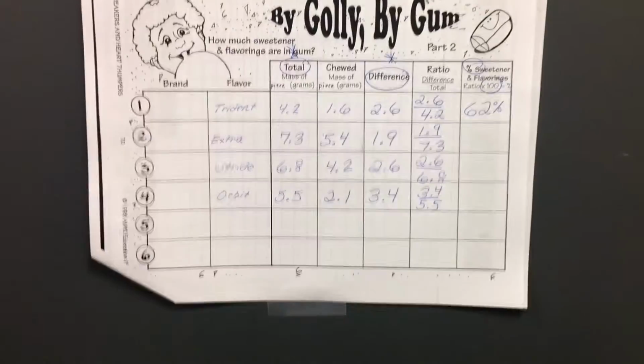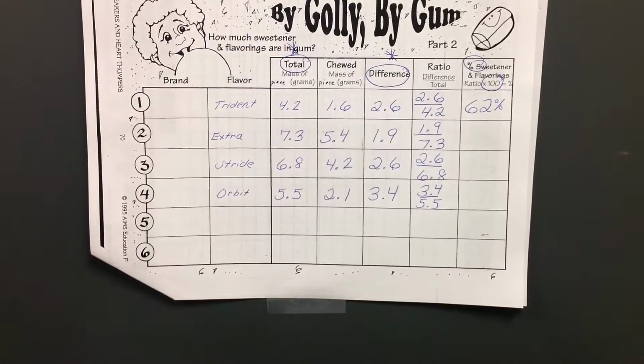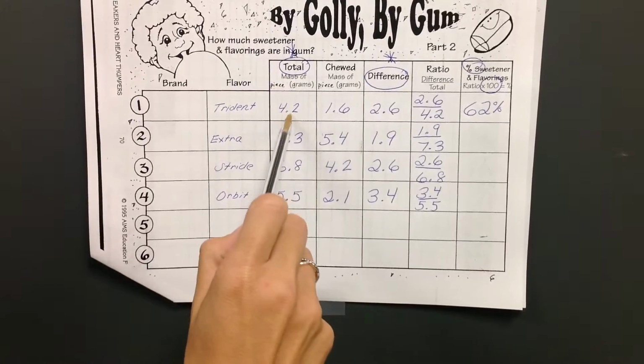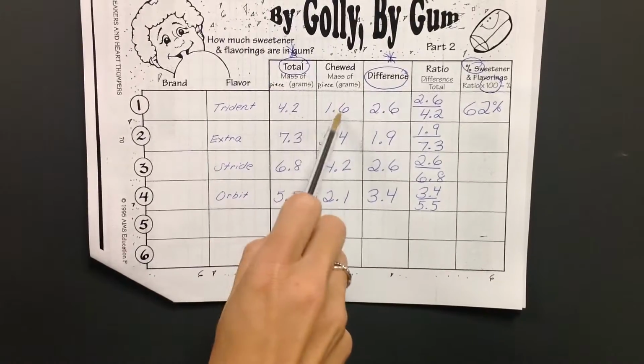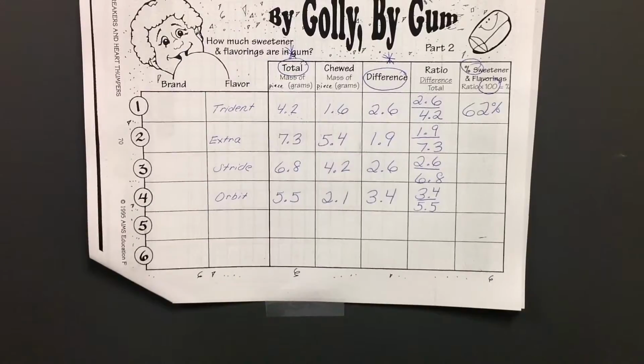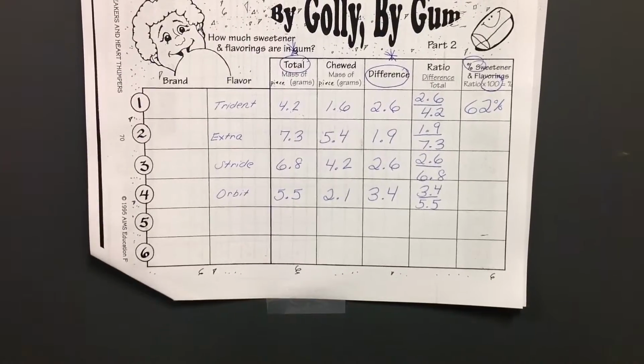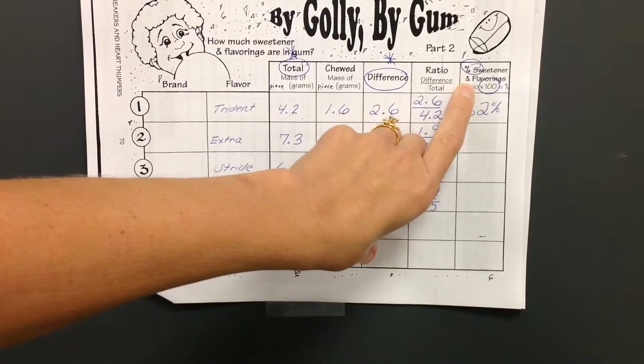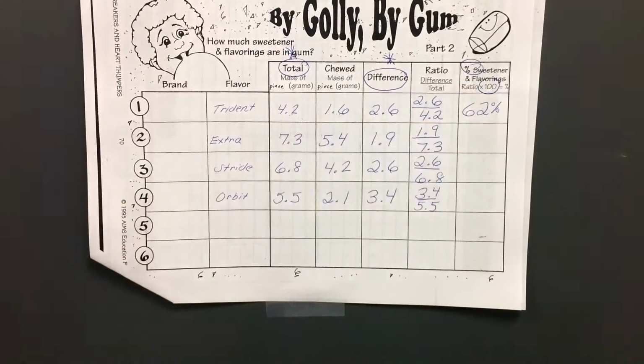So you might say, well, what does that mean? What does 62% mean? What that means is the gum decreased by 62%. 62% of the mass was sweeteners or flavorings that was swallowed. That was decreasing the mass.